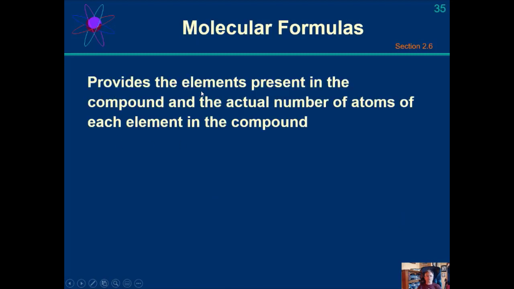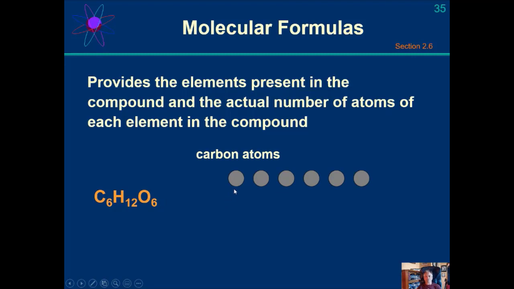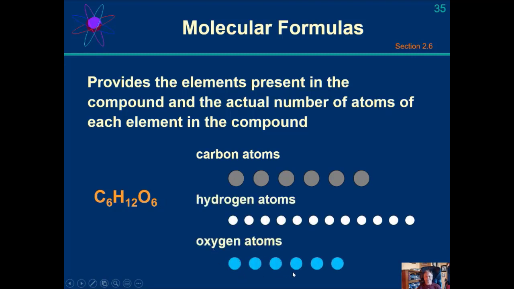So molecular formulas provide the elements present in the compound and the actual number of atoms of each element in a compound. So for instance, here is glucose. Now this is a molecular formula. It gives you the number of carbons, hydrogens, and oxygens in this compound. So 6 carbons, 12 hydrogens, and 6 oxygen atoms. Exactly. Molecular formulas give you the formulas for molecules, all right?